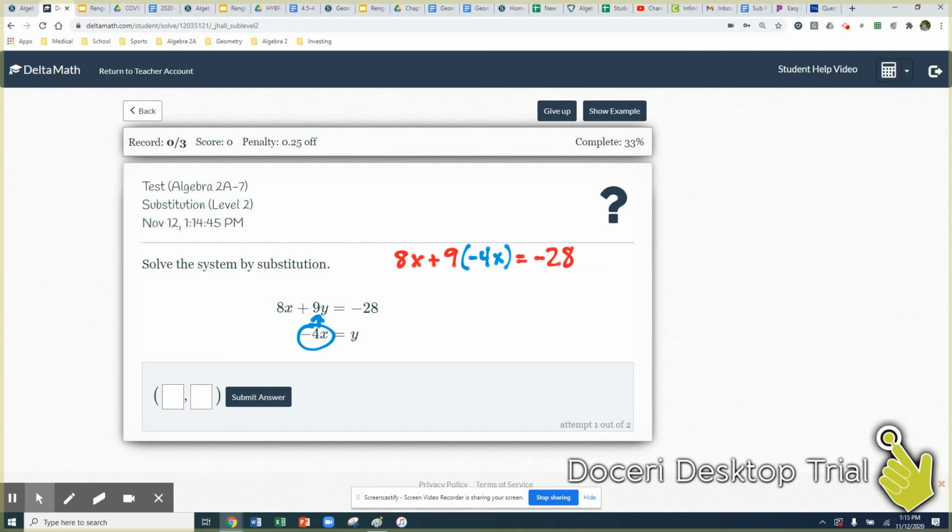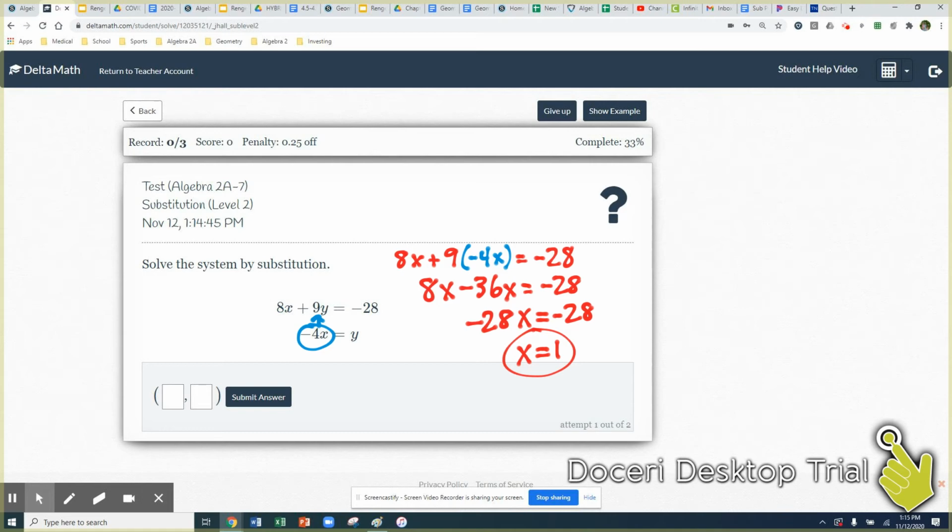We got 8x minus 36x equals negative 28, which is going to give me negative 28x equals negative 28, which gives me, divided by negative 28 on both sides, x is equal to 1.